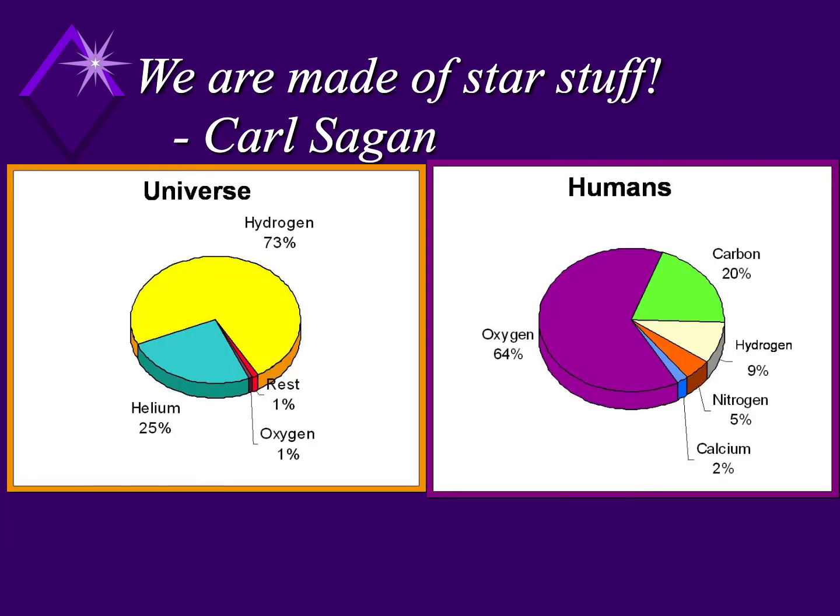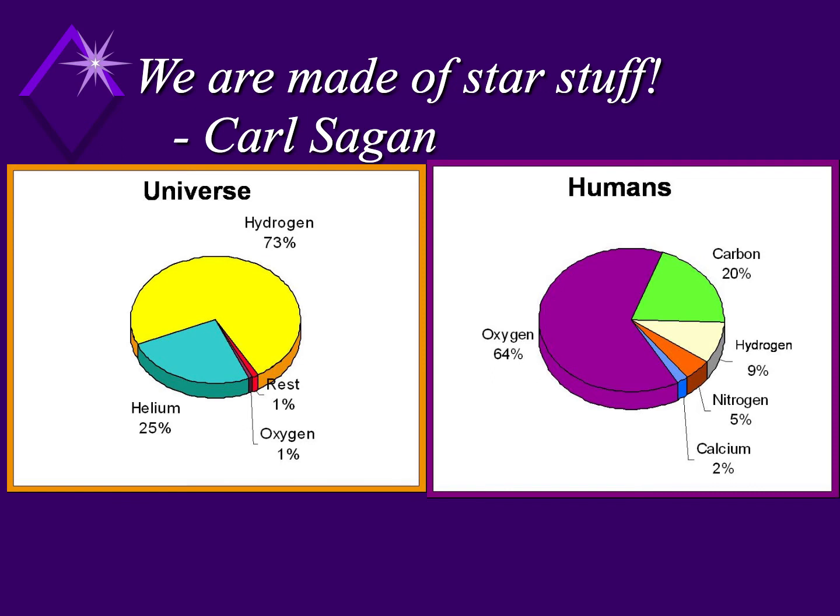Now notice the elemental abundances in stars compared to people. Stars are mostly hydrogen and helium, about 1% oxygen, and very little else. All the rest of that last percent is all the rest of the elements.